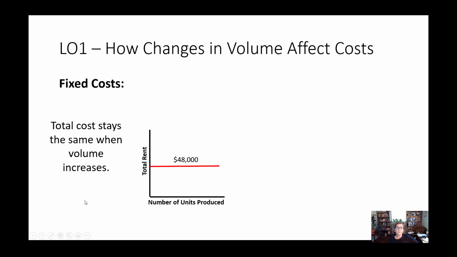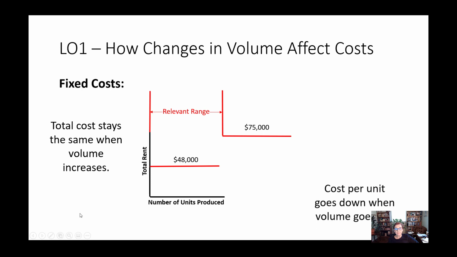Until you get to a place where you're producing so many units that you have to rent another place or rent more space, right? So even though we say that fixed cost stays the same, it doesn't stay the same indefinitely, forever, no matter how many units, right? It stays the same within what we call the relevant range. So the relevant range is the range over which these assumptions remain valid, okay? So for the most part, rent, as long as you're within your relevant range, a fixed cost stays the same in total.